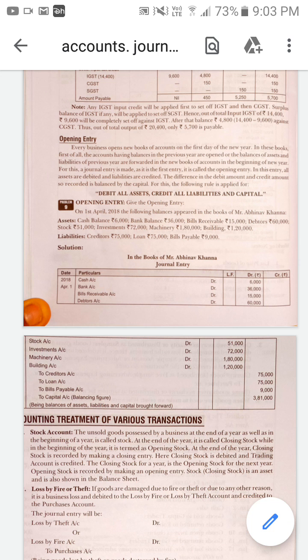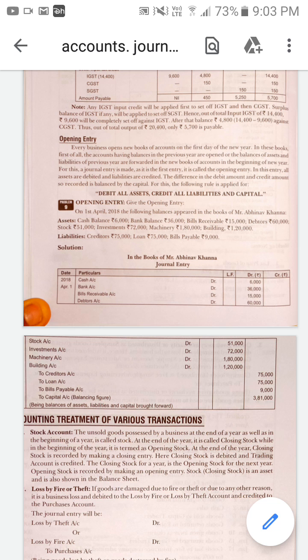On 1st April 2018, the following balances appeared in the books of Mr. Abhinav Khanna. They have given the asset balances. The assets are cash balance, bank balance, bills receivable, debtors, stock, investment, machinery and building. Liabilities are creditors, loan and bills payable. So what is the journal entry?